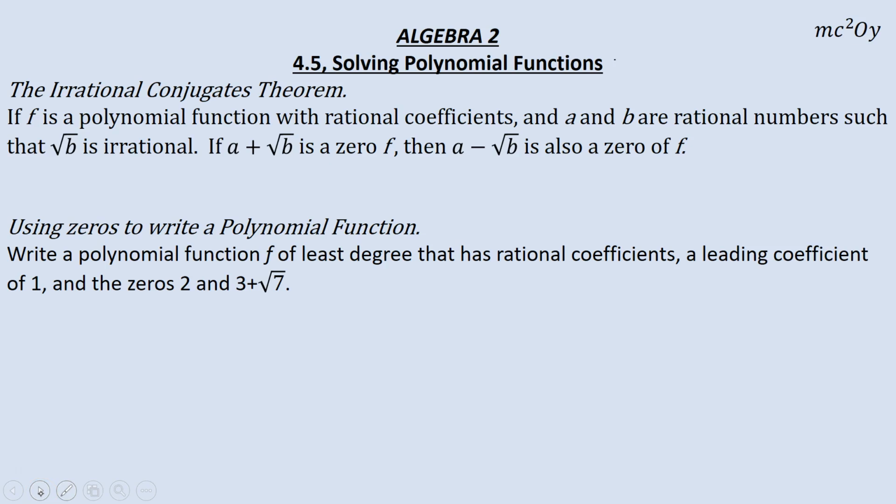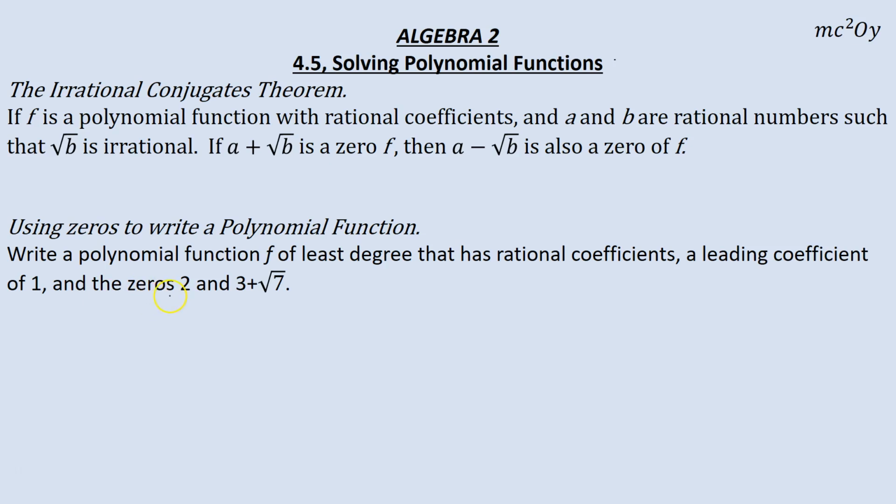So let's try it with a problem here. It says write a polynomial function f of the least degree that has rational coefficients, a leading coefficient of 1 and the zeros of 2 and 3 plus root 7. So rational coefficients means all my numbers have to be either fractional or whole numbers. Okay, so rational coefficient, they can't be like roots or pi.